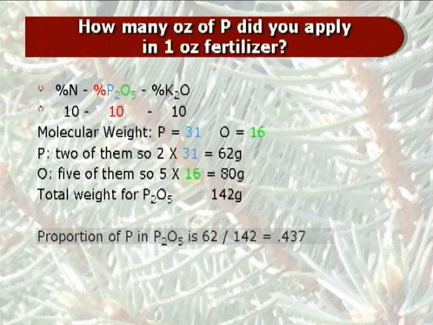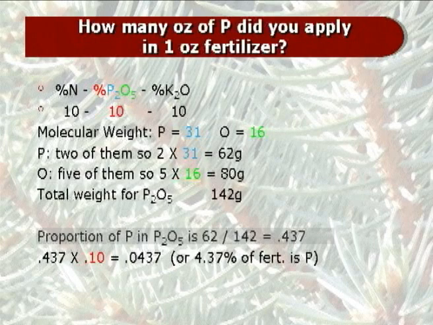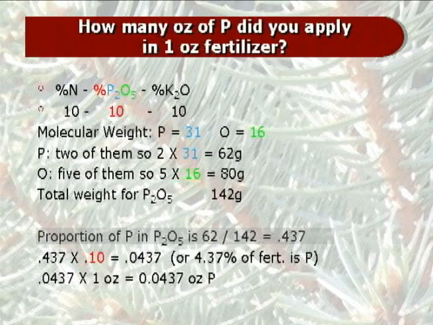The fertilizer is 10% P2O5, so 0.437 times 10%, 0.10, is equal to 0.0437, or 4.37% of that fertilizer is P. 0.0437 times 1 ounce is equal to 0.0437 ounces of P. So with that 1 ounce of 10-10-10, you also applied 0.04 ounces of P, considerably smaller quantity compared to nitrogen.